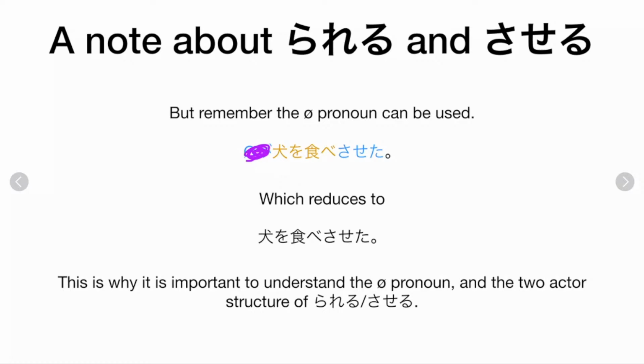This still means I caused the dog to eat, but very often we're going to see sentences where we don't have a clear ga, right? And so it's going to be inu o tabe saseta. And you have to figure out who the zero pronoun is. And you can generally do that from context, and we'll look at strategies on how to do that eventually. But this is why knowing that the zero pronoun exists and how it works is very important.